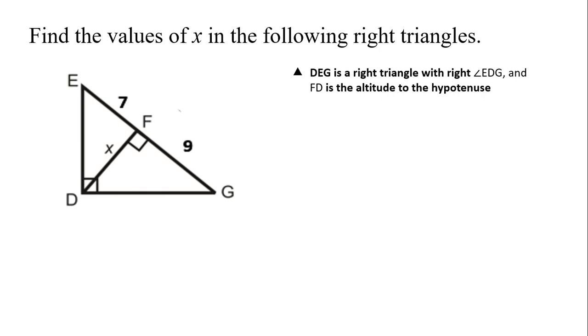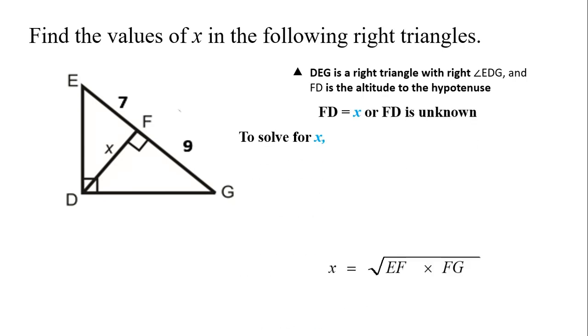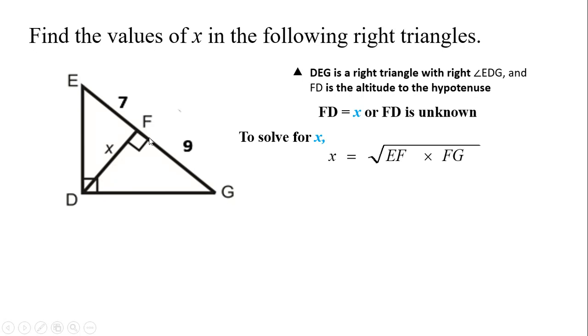As you can see, we have triangle DEG with a right angle EDG and an altitude of segment FD. So if we're going to solve for x, we're going to use the formula in getting the altitude. To get the altitude, we're going to get the square root of the product of the two segments on the hypotenuse. Those two segments are segment EF and segment FG.